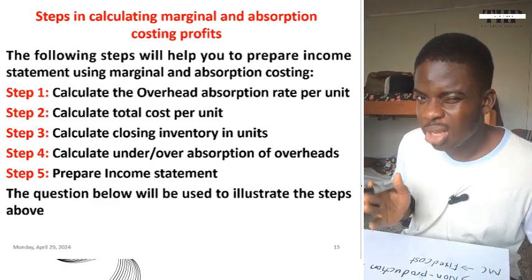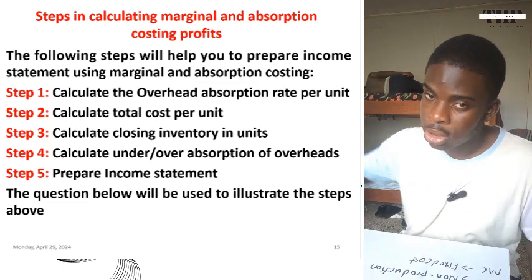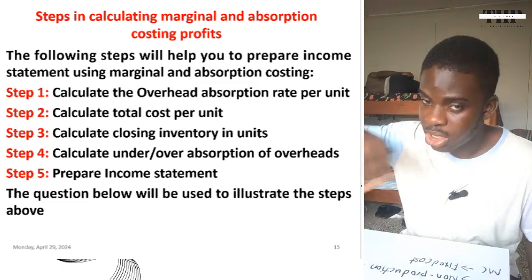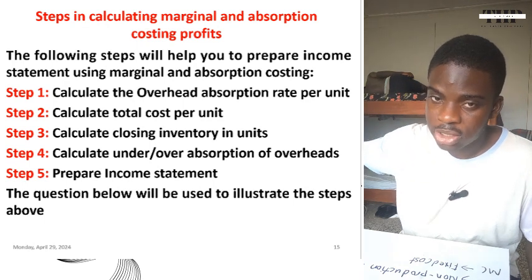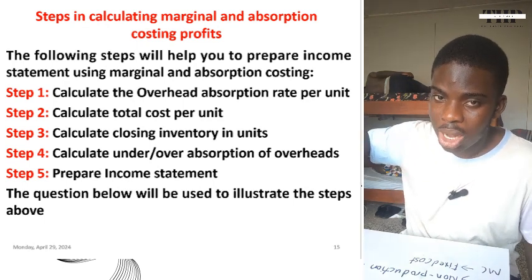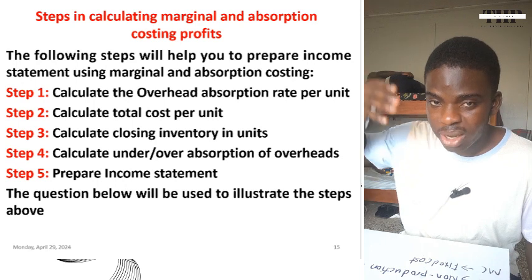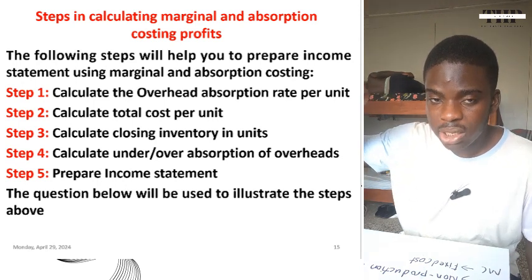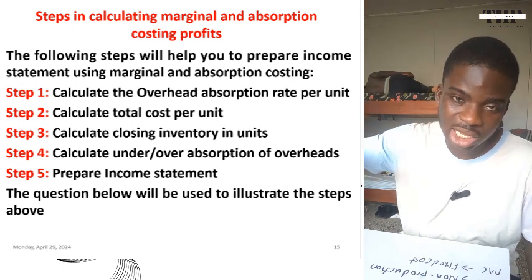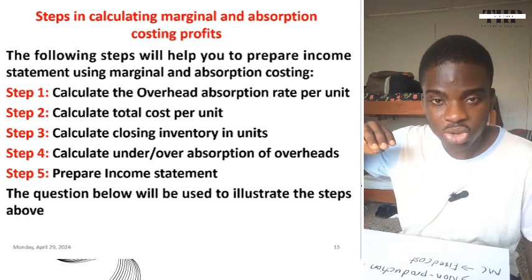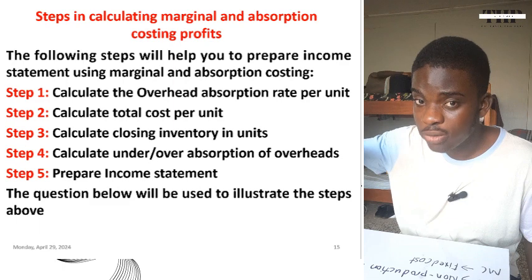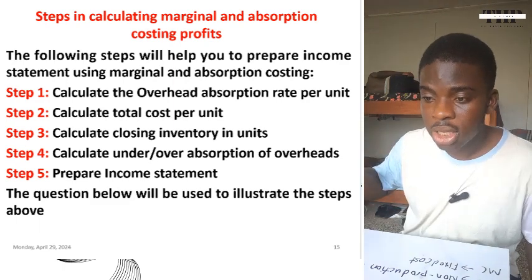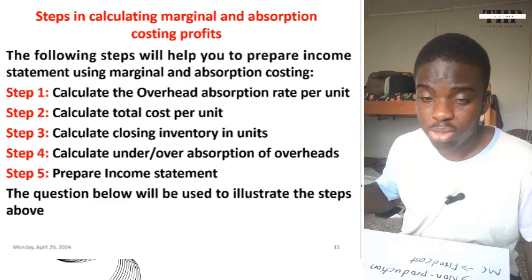When you're doing that, use the second method that I taught you. You take the units, subtract them, and multiply the difference by the overhead absorption rate, then you get your answer. If the budgeted is greater than the actual, then that's under absorption. If the actual is greater than the budgeted, that's over absorption. It will work in essence, so it will be best to take it like that.